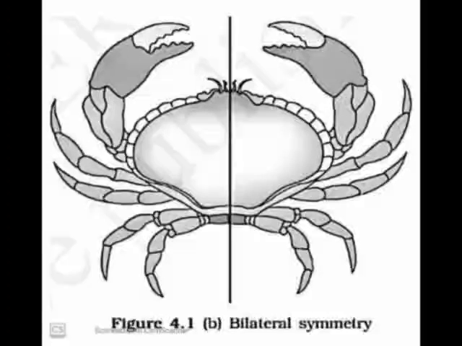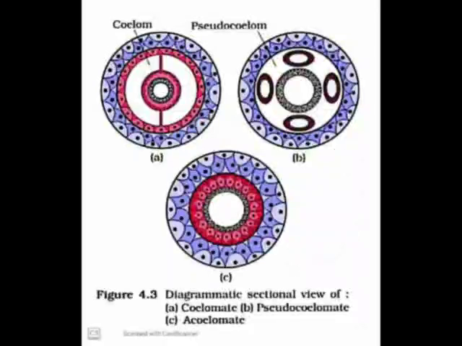That means the cavity is not lined by mesoderm, but rather it is present as scattered pouches within the ectoderm and the endoderm. So such a false cavity is called pseudocoelom. As you can see in this figure, the first one is showing a coelomate, second is a pseudocoelomate, and the third one is acoelomate. Then the next criterion is segmentation.